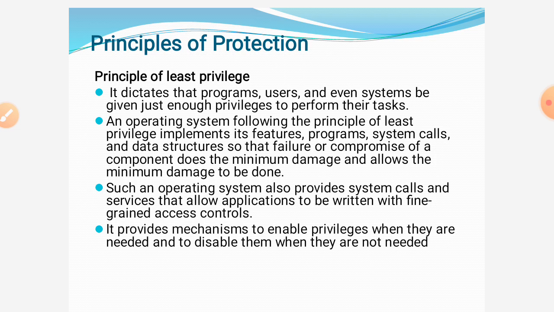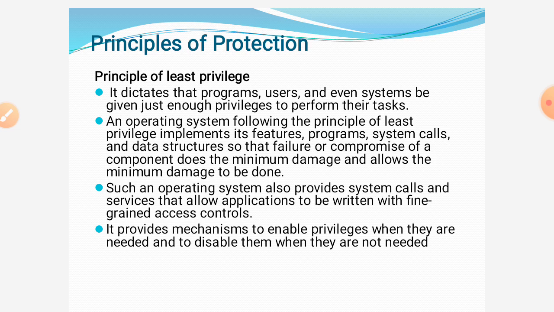An operating system following the principle of least privilege implements its features, programs, system calls and data structure. So, failure or compromise of a component does the minimum damage. അപ്പം ഏതിനൊക്കെയാണ് ഉണ്ടാവുക? ഫീച്ചേഴ്സ്, പ്രോഗ്രാംസ്, സിസ്റ്റം കോൾസ്, ഡാറ്റ സ്ട്രക്ചർ. So the damage will be minimum and allows the minimum damage to be done.